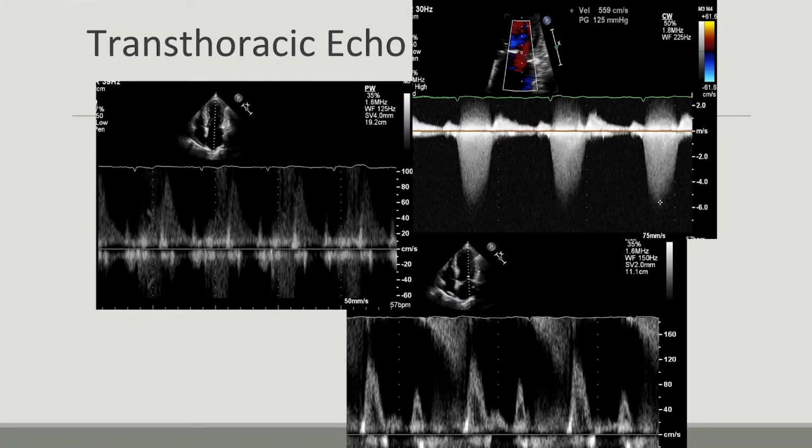These spectral Doppler tracings are some of the most important when evaluating MR. Our continuous wave in the top right shows us the timing and density of the jet. This is obviously pretty dense because of the severity. A peak velocity or VTI of the MR jet is also necessary for PISA calculation.